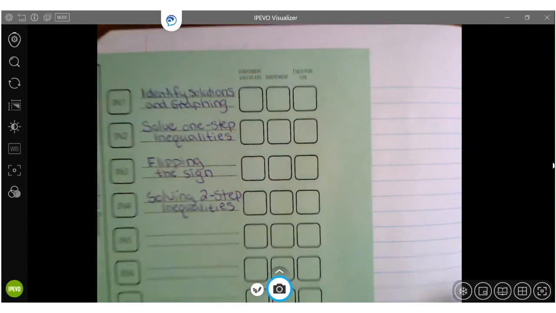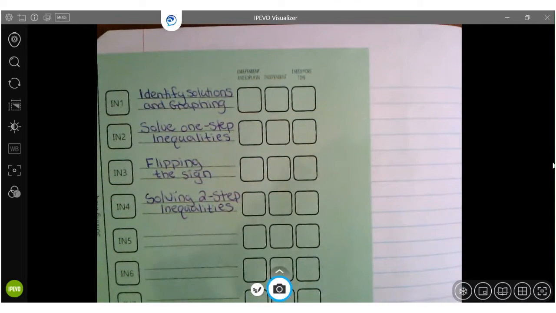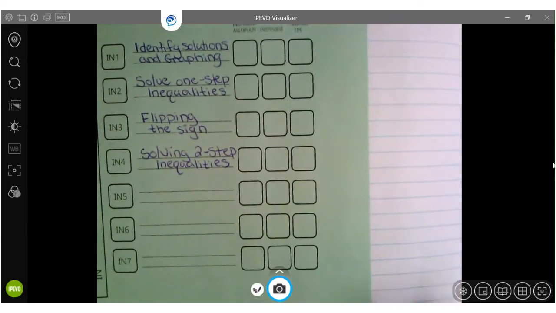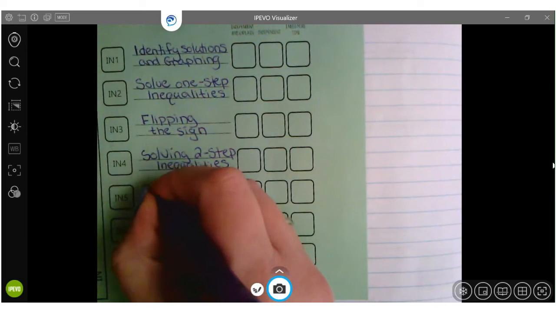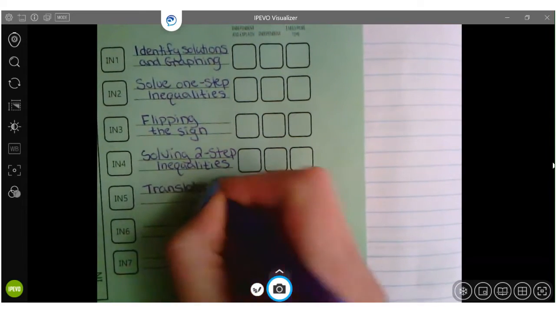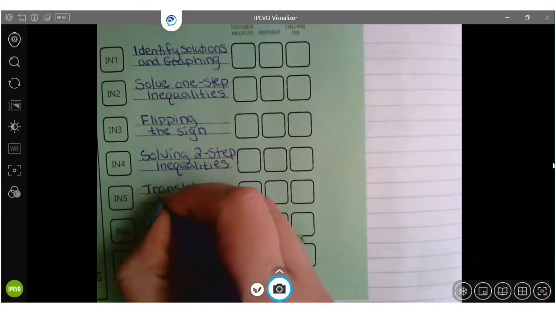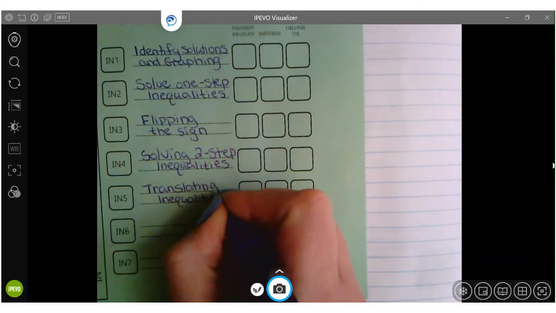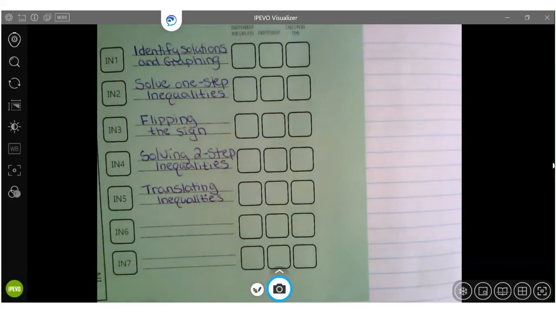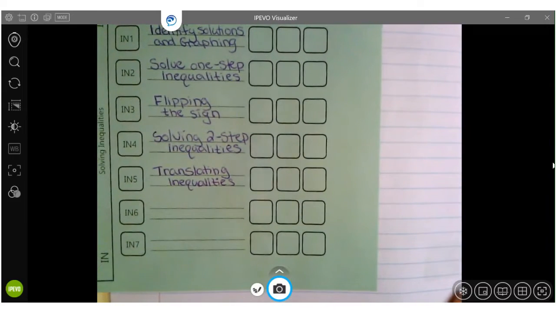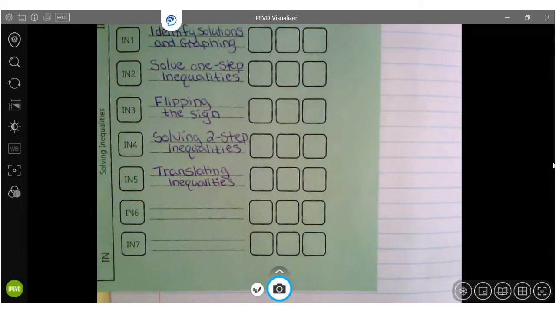So you're going to start by opening up your notebook to your green divider tab, and we're going to list our fifth topic in inequalities, which is translating. Translating inequalities. So take a second and make sure you have that topic added to your divider. And then we'll flip to the next page of our notebook.